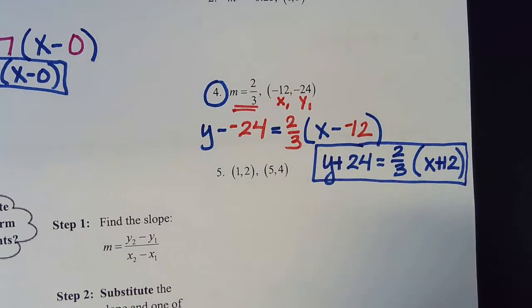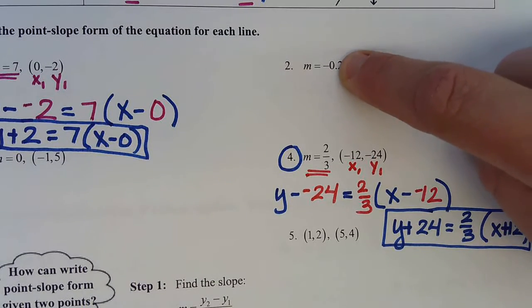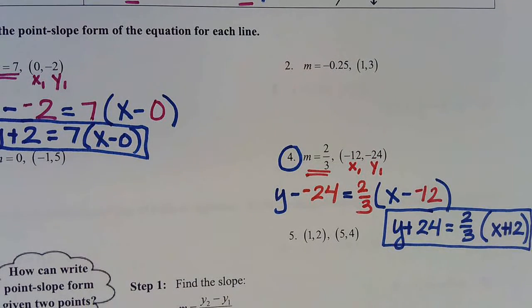Any questions on that? Do you want me to do another one? Number 5. I'm not, with 1 through 4. If I give you the point and I give you the slope, do you have any questions?